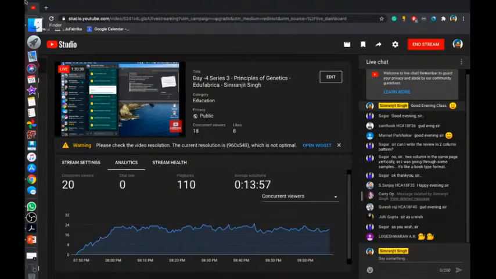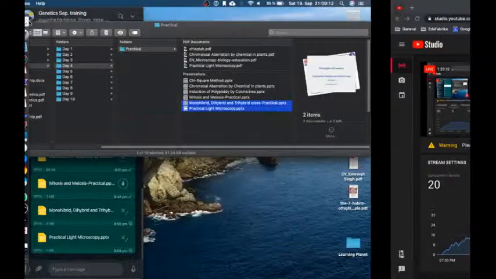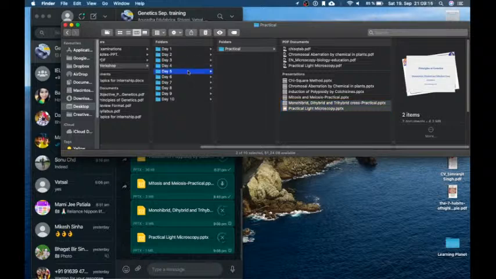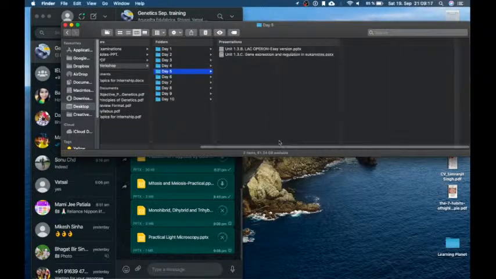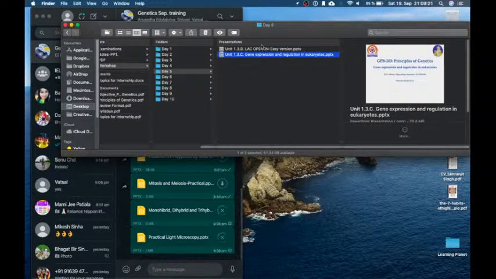Tomorrow we will be dealing with, what will we be dealing with, the lac operon and gene expression. So these parts we will be dealing with tomorrow on day 5 of our workshop.